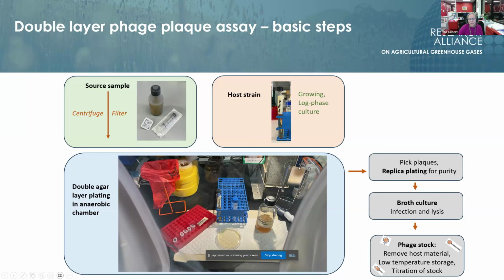You bring everything through the airlock, including your molten agar. You may have to have it a little bit warmer so it doesn't set like a rock as it comes through the chamber airlock. Then you can do your plating in the chamber. I've added some additional steps here. You can then pick the plaques. If you're working with an anaerobe, you're going to have to do that in the chamber as well. You can then bring everything into the broth culture and make your stocks.